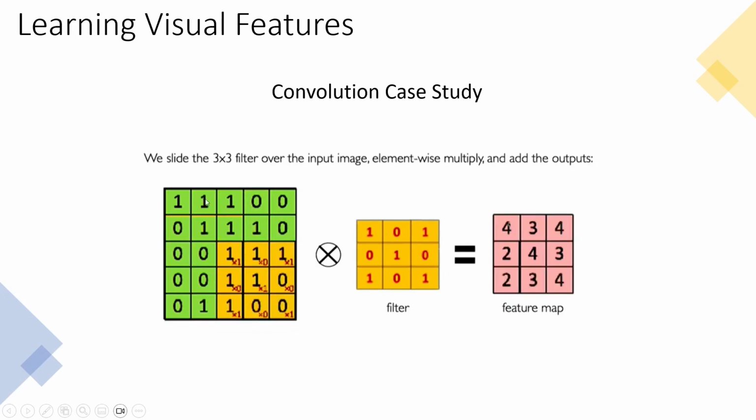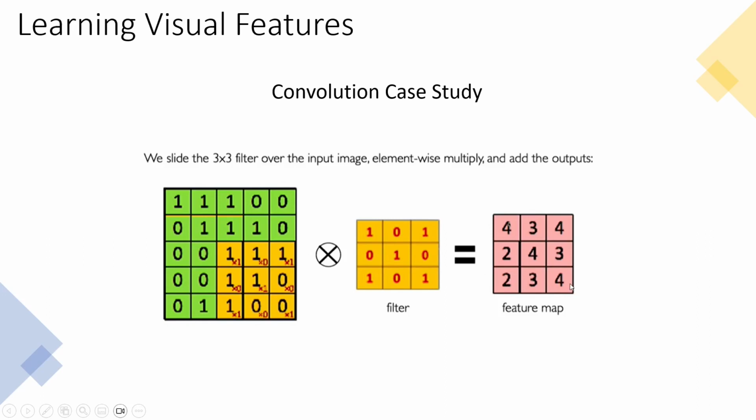You basically move your filter to the right. Once you cannot move further to the right, you go back to where you began. You move 1 stride down. For example, if your stride is 1, then you move 1 pixel down. If your stride is 2, then you move 2 pixels down.